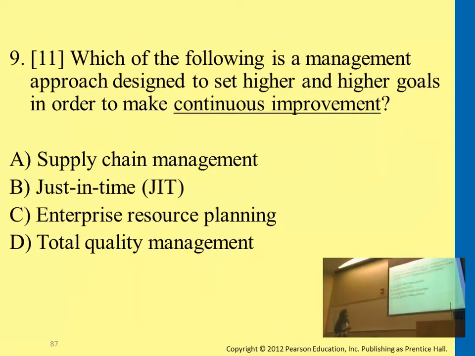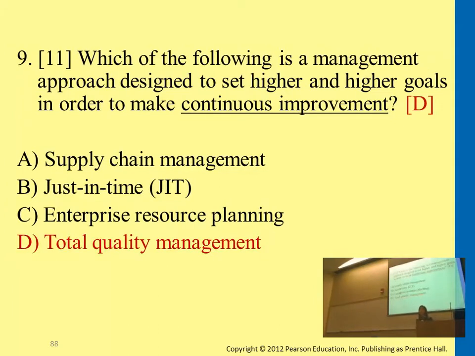Okay, the next question here, number 9, which of the following is a management approach designed to set higher and higher goals in order to make continuous improvement? Total quality management. Remember we talked about different areas of quality cost. You may have internal failure cost, warranty cost, prevention cost. All of these are helping the production cycle and helping them to improve in different stages. So continuous improvement is the theme of total quality management.